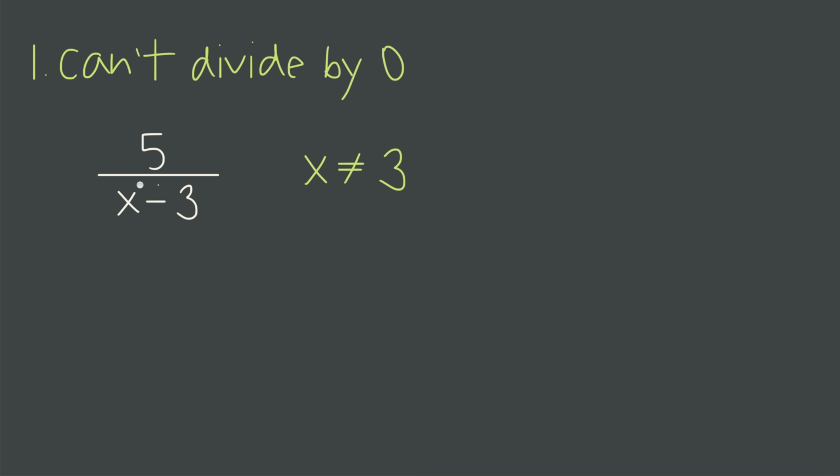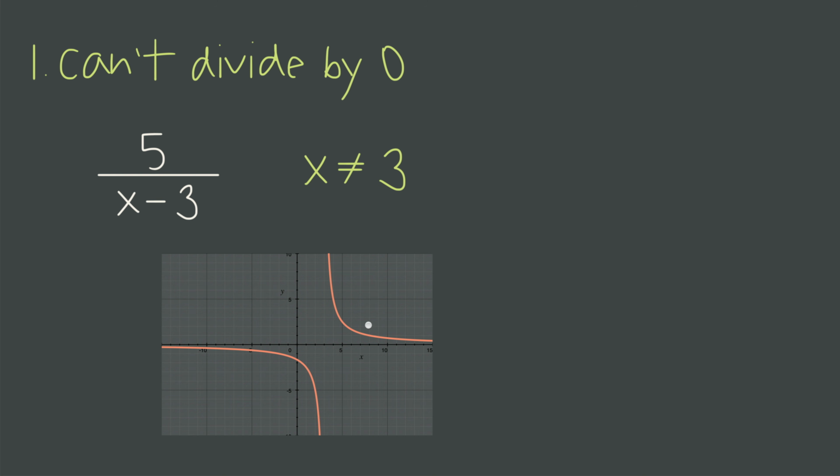We'd have 3 minus 3, we'd get 0 in the denominator. That would make the function undefined, which means x equals 3 cannot be in the domain, so we exclude it. The reason for that is because, and this is a graph of 5 over x minus 3, any value that makes the denominator 0 is a vertical asymptote in the function.